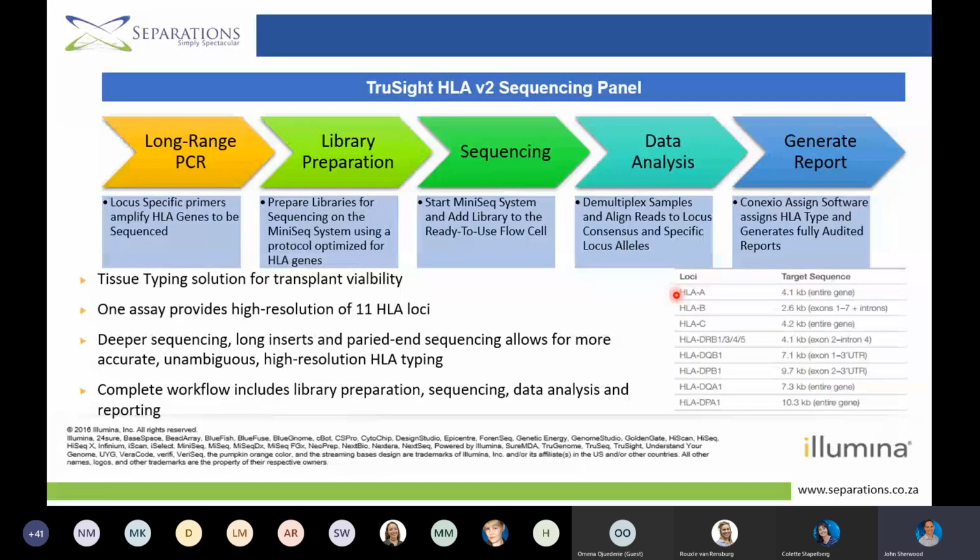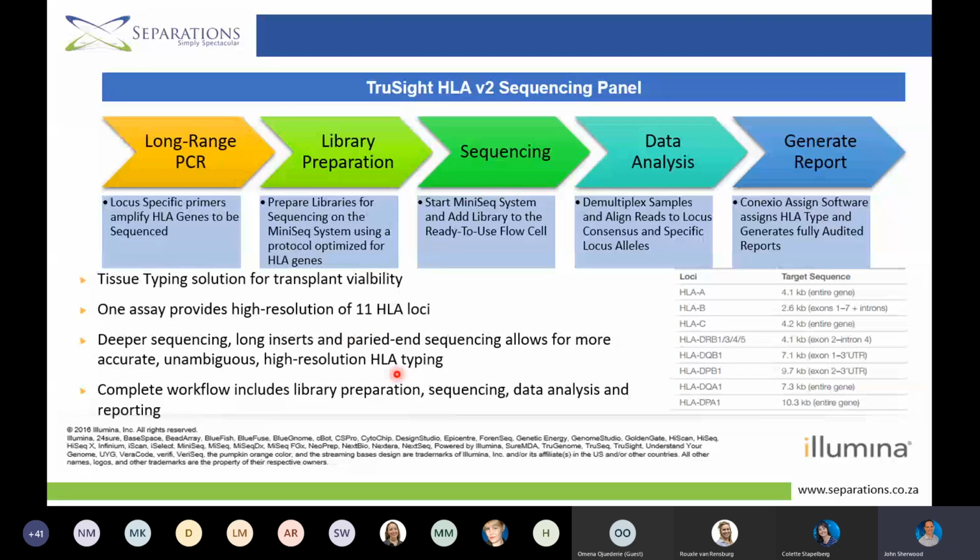So you need to use long-range PCR in order to amplify that entire amplicon, and then that amplicon obviously gets fragmented further during library preparation and sequencing. You've obviously got a completely integrated solution for data analysis and report generation using the Connexio Assign software, which will look through all your 11 HLA loci. I know only 8 are listed here, but you've actually got a total of 11. And this will allow a complete integrated tissue typing solution for patients that are looking for transplant viability, for example.